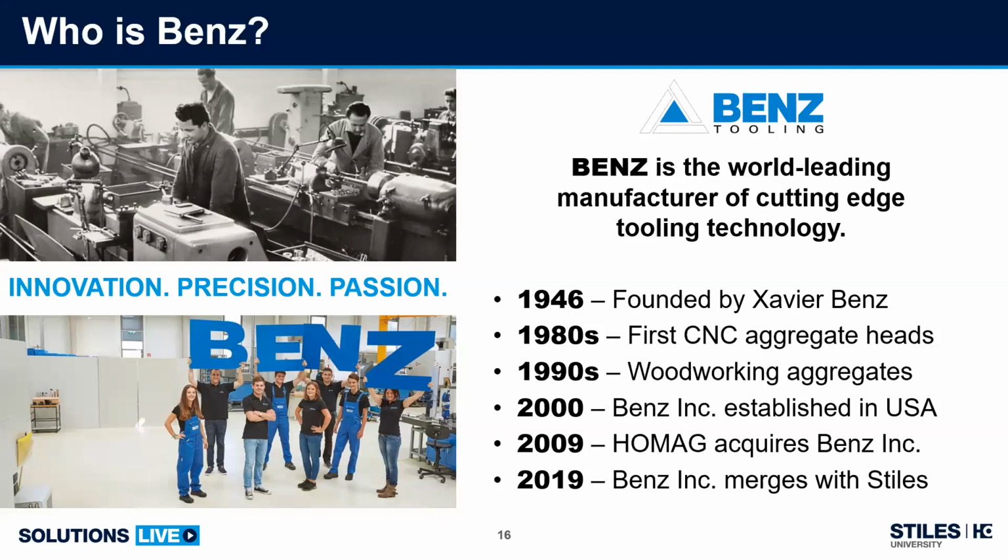So you can see here, founded in 1946. In the 1980s, the first CNC aggregate heads were produced. Now those were in the metal industry. And then in the 90s, we saw the woodworking aggregates really start to take hold after that point. 2000 to 2001, we talked about a little bit earlier, Benz Inc. established in the USA. That's what we were part of here. 2009, HOMAG acquired Benz Inc. And then 2019, Benz and Stiles merged together. So it's been a great partnership there. And again, it's just a commitment to excellence. And really what we've been doing is trying to leverage, as we see, somewhat the iron sharpens iron between Stiles and Benz, and that great commitment there.